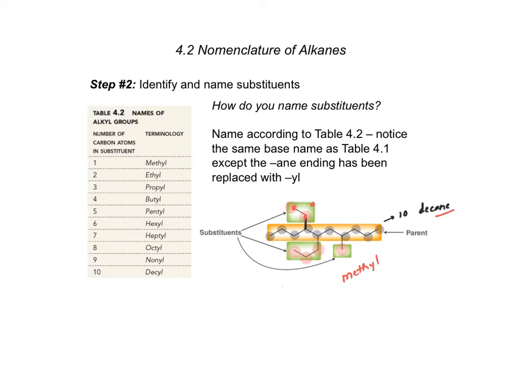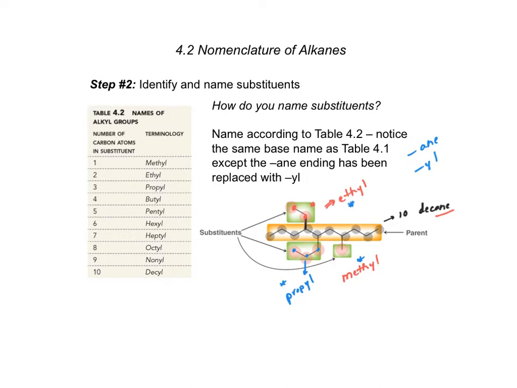Up here, this guy has 1, 2. So the base for 2 carbons is eth. But because, again, this is a substituent, this becomes ethyl. And then down here, we've got 1, 2, 3 carbons as a substituent. The base for 3 carbons is prop, but because it's a substituent, we name this propyl, right? So essentially, we replace that A and E for substituents with YL. So for this guy, we've got decane as our parent, and then we've got a methyl, we've got an ethyl, and we've got a propyl substituent.